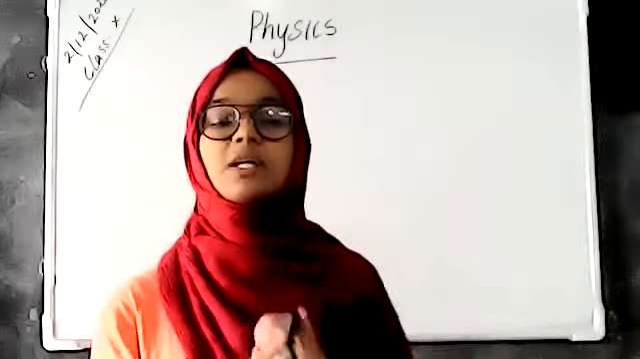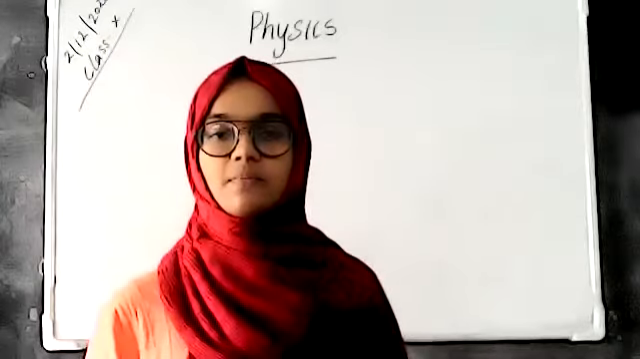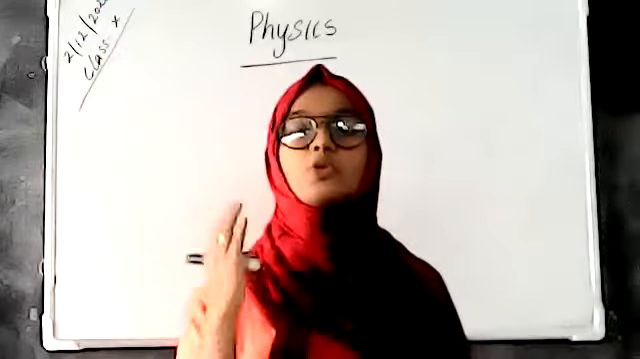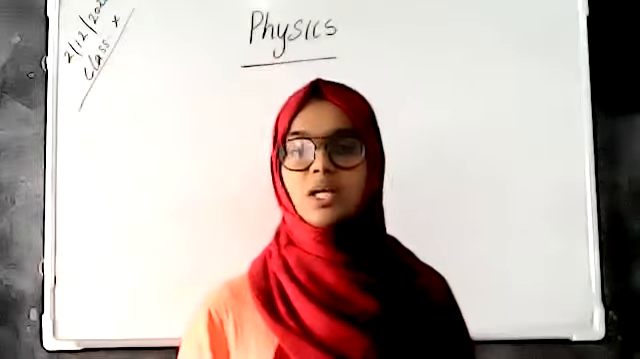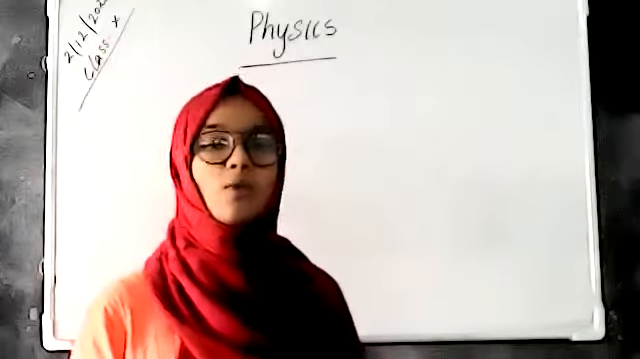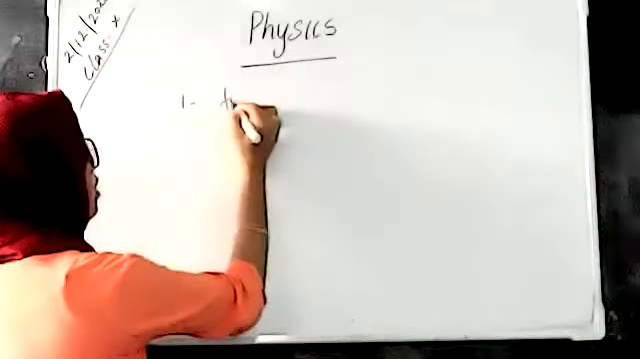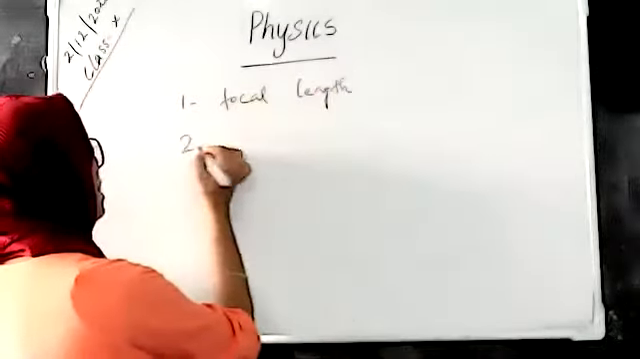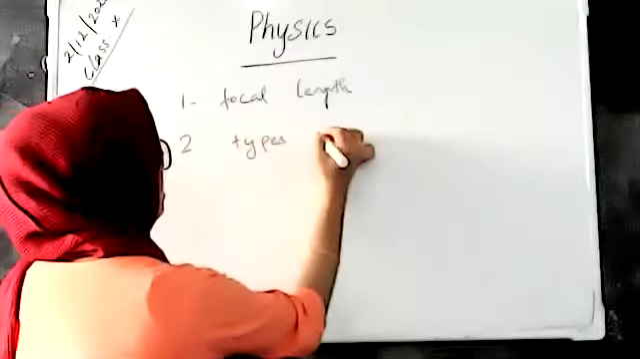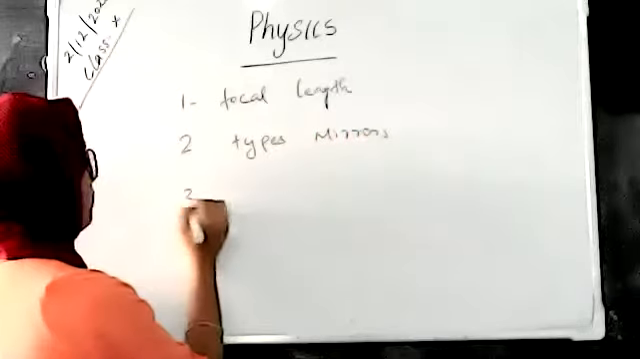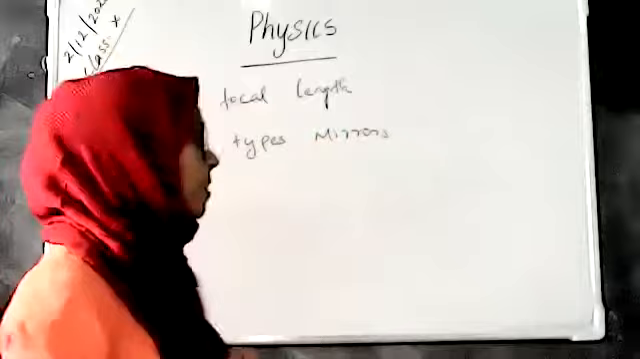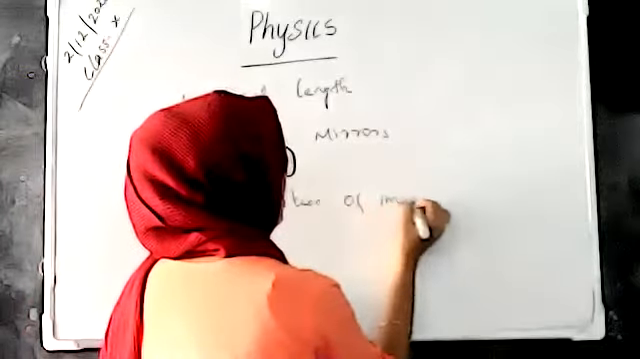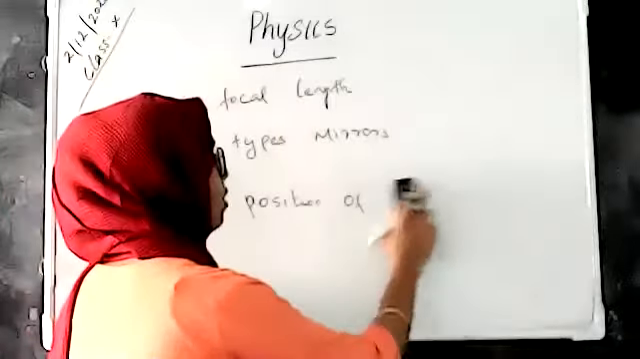When different types of mirrors are used, the image formation changes. When the focal length of the mirror changes, the image formation changes. And when the position of the object changes, the image formation changes. So the image formation depends on one or more of these points: the type of mirror, the focal length, and the position of the object.